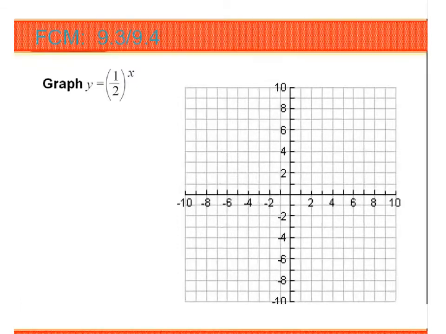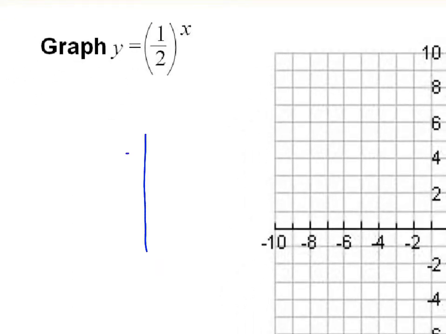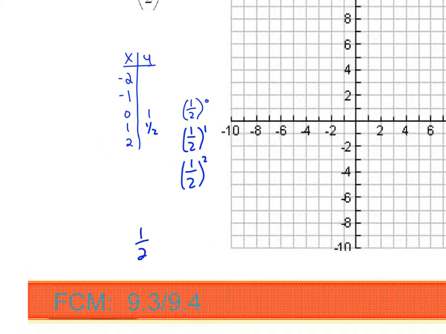And then same deal here. I would recommend if you don't remember your transformation rules to just use a table. Create a table. Graph the points. So x, y, negative 2 to 2. So 1/2 to the power of 0 is 1. 1/2 to the power of 1 is 1/2. 1/2 squared. What's 1/2 times 1/2? 1/2 times 1/2 is 1/4.